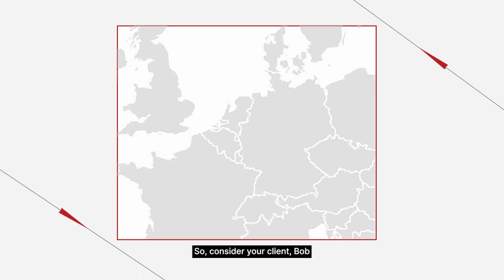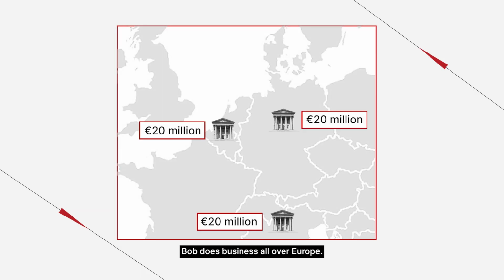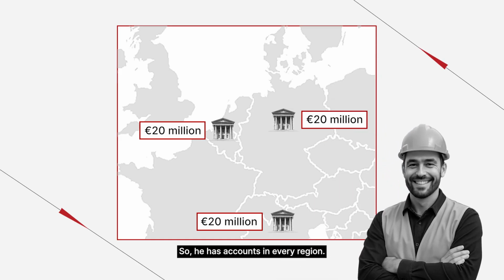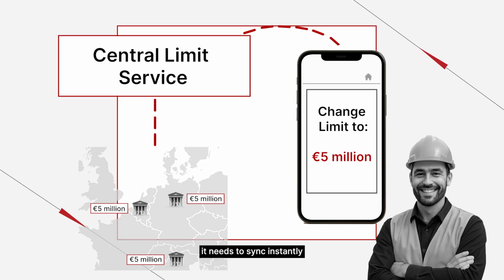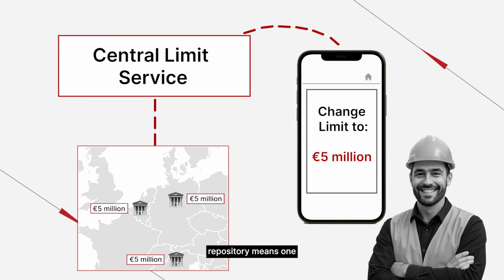So, consider your client, Bob the Builder. Bob does business all over Europe, so he has accounts in every region. If his limit changes in Germany, it needs to be synced instantly in Belgium and Italy too. A centralized limit repository means one update is reflected across all channels instantly.